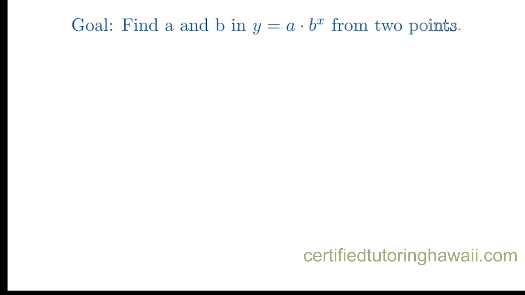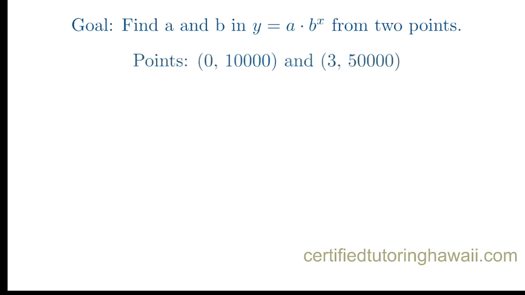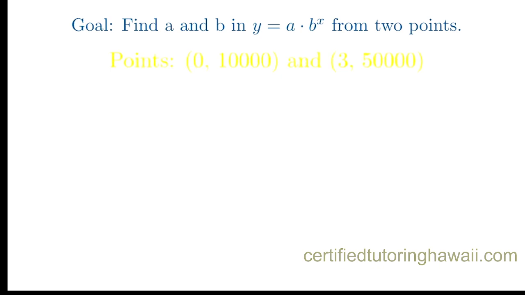In this situation, you can construct an exponential model by setting up and solving a system of equations. Our goal is to find both a and b. Let's say a population starts with 10,000 bacteria, and after 3 hours, the population has grown to 50,000. We have 2 points, (0, 10,000) and (3, 50,000). This first point is actually a gift. Since x is 0, we automatically know the initial value a.